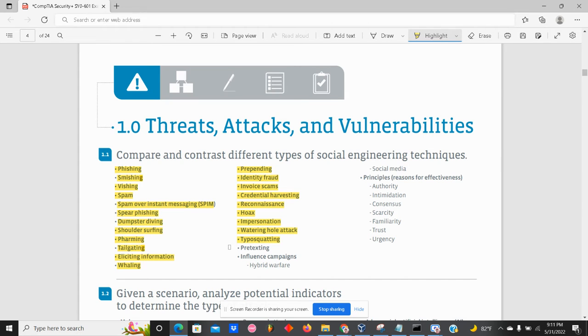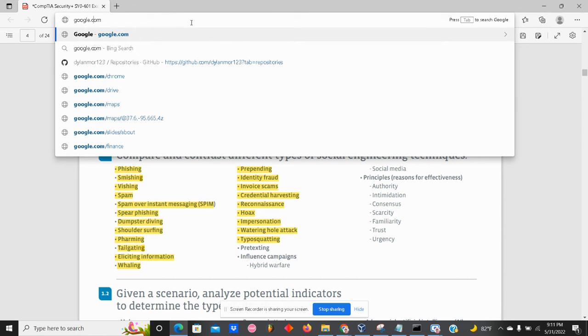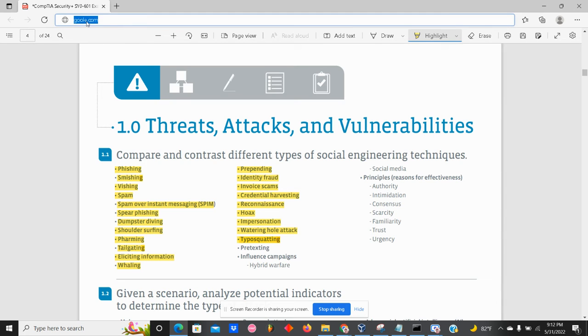Typosquatting. Typosquatting is when, instead of typing Google correctly, you may misspell it and it may lead you to another website that looks exactly like Google. And you may try to log in through that site, and the attacker will have your credentials because of this. So it's basically when you misspell something and you end up accessing a malicious actor's website instead.